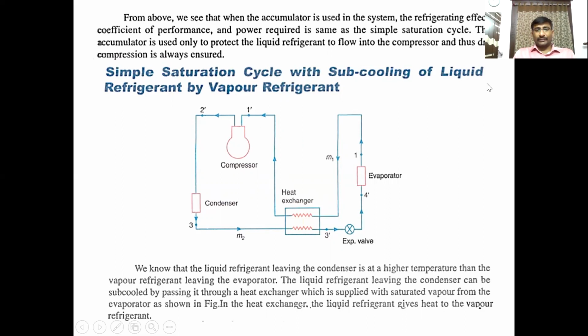by placing the pre-cooler. Clear? That is the second method. Let us discuss the remaining two methods in the next class. I am closing this class. I hope you understand these two methods: what is the use of a flash chamber and accumulator when placed within the simple saturation cycle. Clear? Bye students, have a nice day.